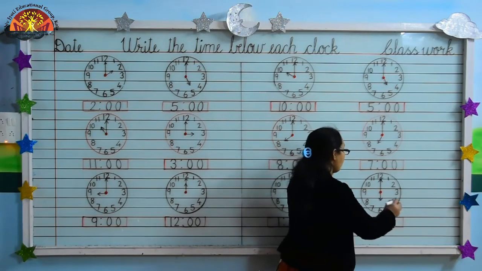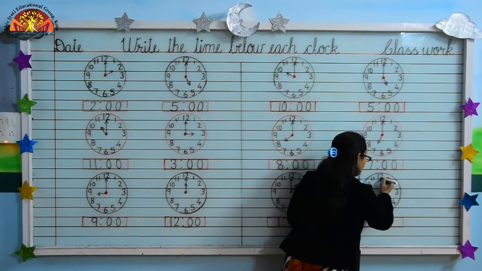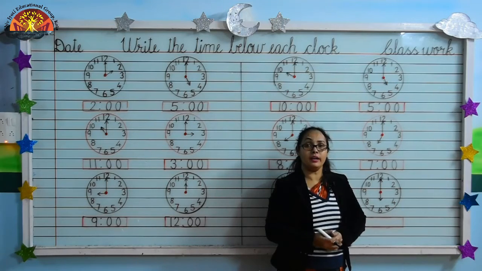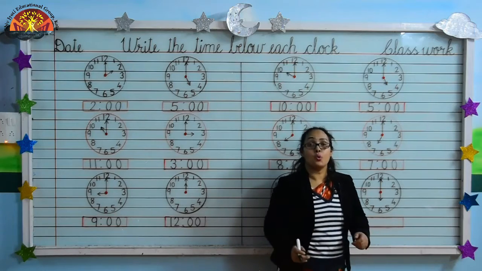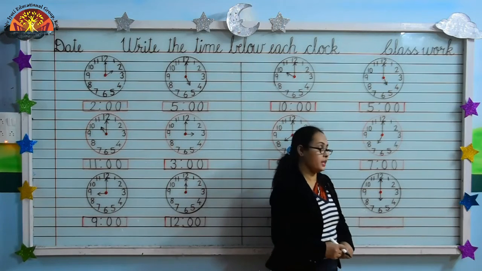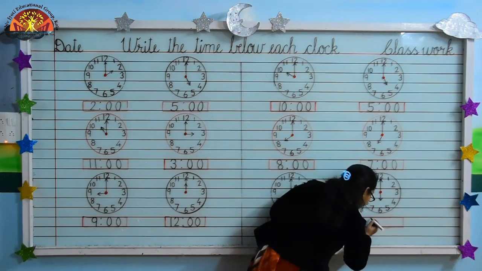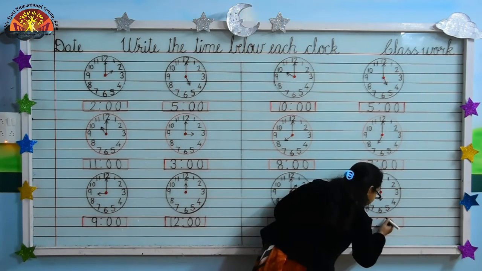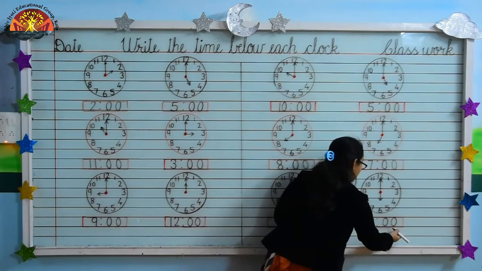Kids, now you tell me, where is the long hand? Yes, the long hand is at 12. And where is the short hand? Yes, the short hand is at 6. Kids, what time is the clock showing here? Very good, kids. The clock is showing 6 o'clock. Now we will write 6 colon 0 0. Kids, we read it as 6 o'clock.